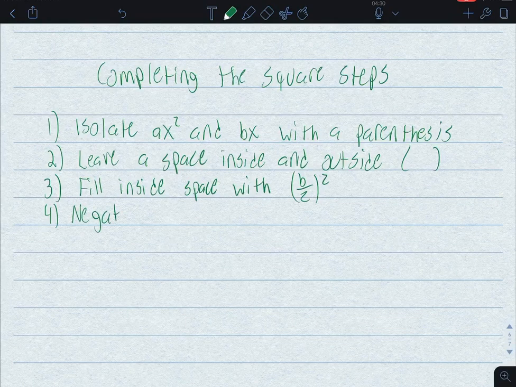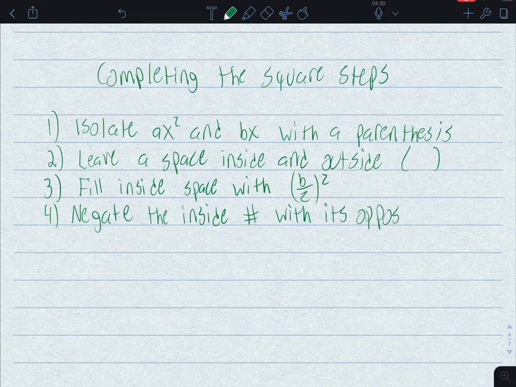And the last step would be to negate, okay, there's one more step and that's the factor. We're going to negate the inside number with its opposite. So whatever you put inside this parentheses for b over 2 squared, you're going to put the opposite outside. Outside the parentheses.